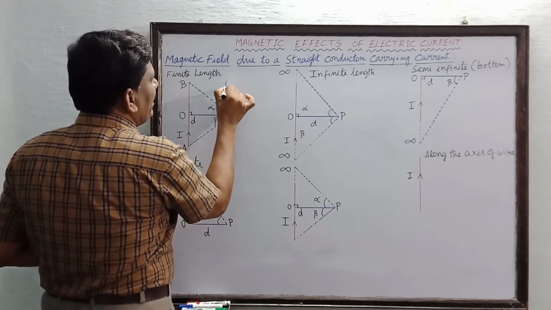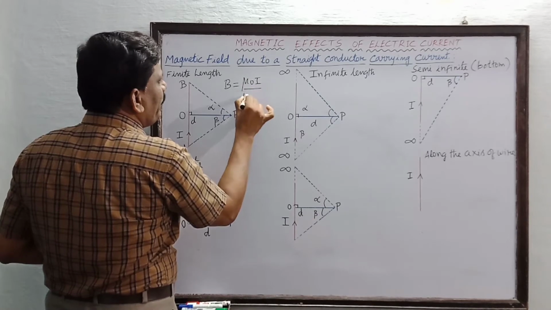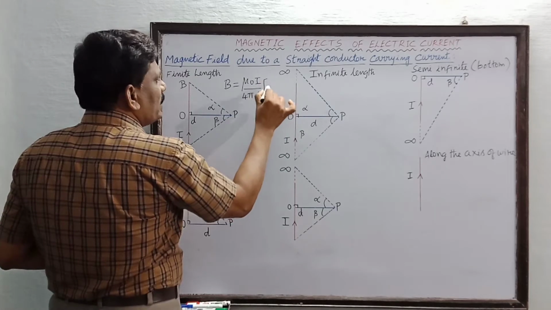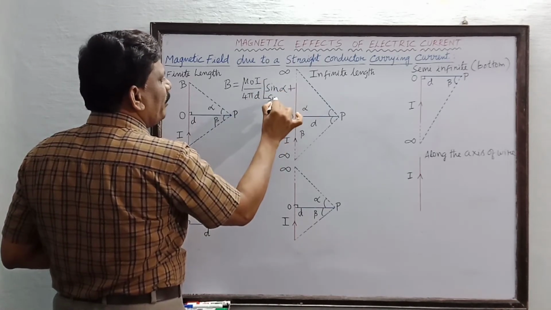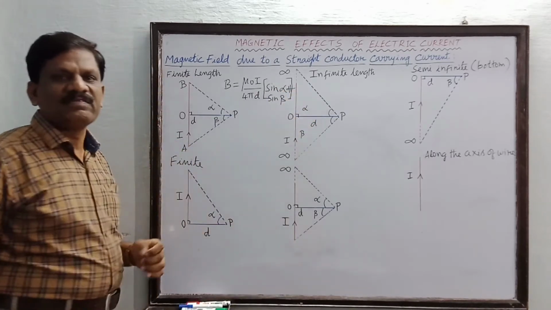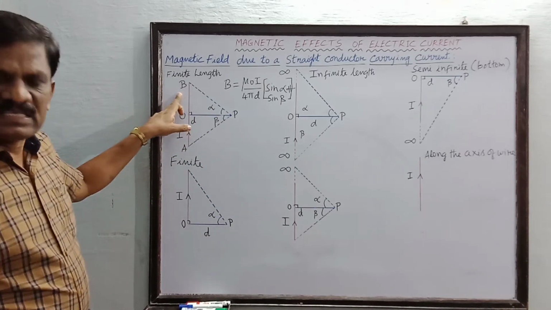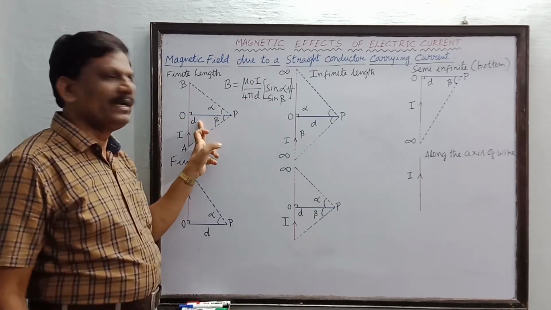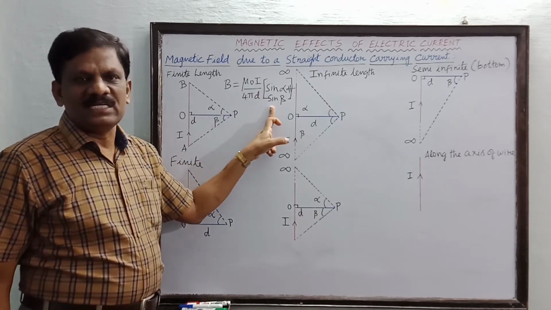The magnetic field B is equal to mu naught I by 4 pi D, that is 4 pi into the perpendicular distance, into sine of alpha plus sine of beta. So this is the expression. If AB is of a fixed length, we have to use the formula B equal to mu naught I by 4 pi D into sine alpha plus sine beta.